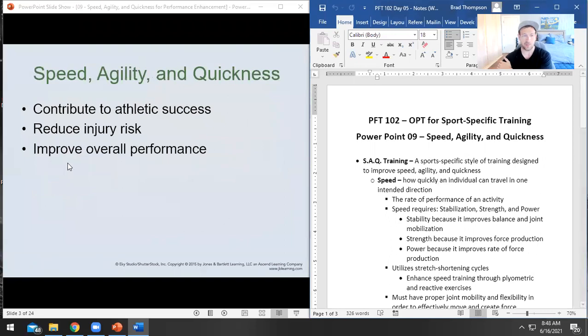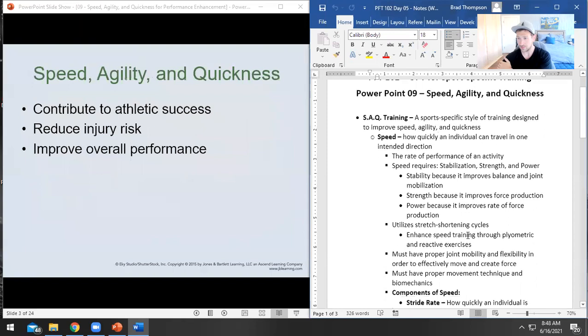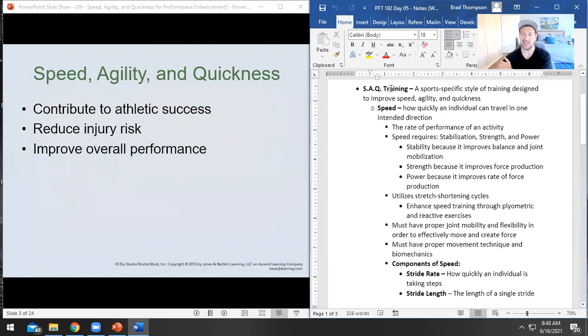So looking at speed, agility, and quickness, when we talk about SAQ training, this is a very sport specific style of training that is designed to improve your speed, that's the S, your agility, that's the A, and your quickness. So let's define each of these really quickly before we move on, and then we'll look at these definitions individually here in just a second.